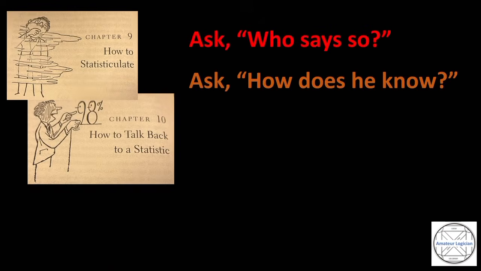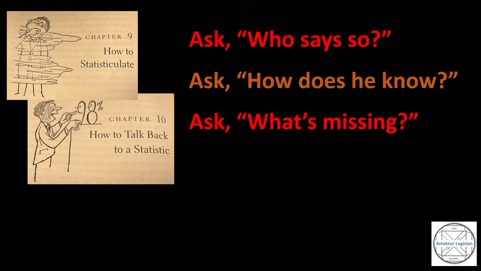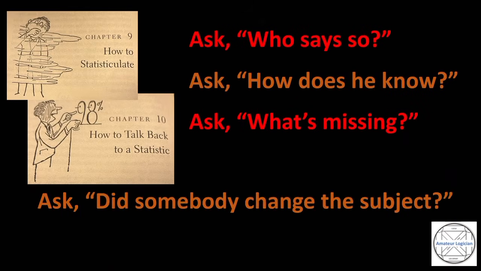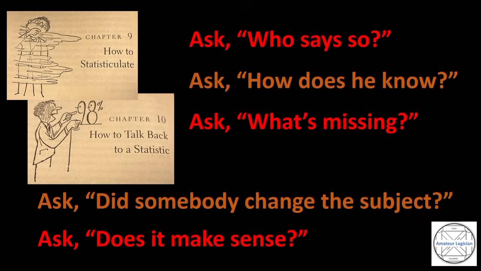Huff wants us to ask critical questions. When we're given some statistics, we should ask questions to help us determine their probable reliability. We cannot take things at face value. We should ask questions like, who says so? How does he know? What's missing? Is anything missing? Did somebody change the subject, which often happens? In a course of argument, the argument's about X, but someone subtly changes it to Y. But Y and X are not identical. And of course, does it make sense? These are the questions we need to ask.